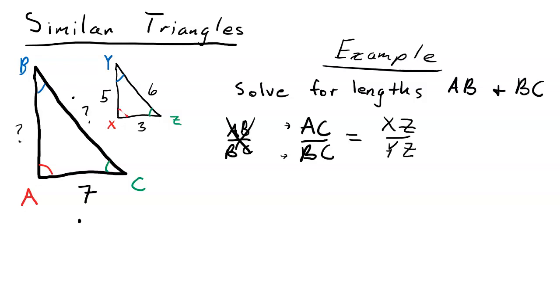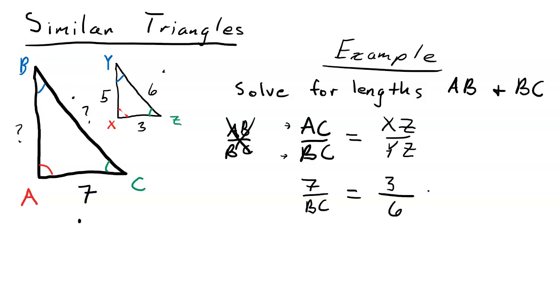And now we just plug in our known values. Oh wait, I'm sorry, AC is known. So AC is 7 over BC. And then XZ is going to be 3, and YZ is going to be 6. Okay, so now we have a relationship that we can solve for.